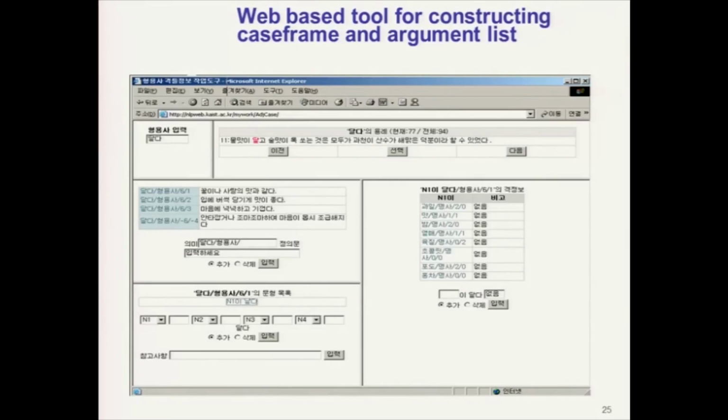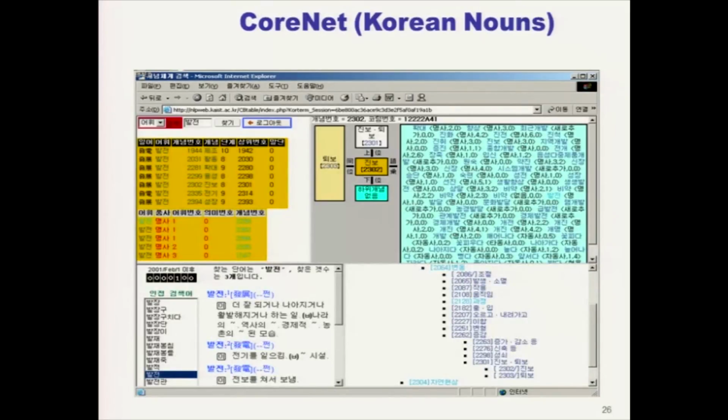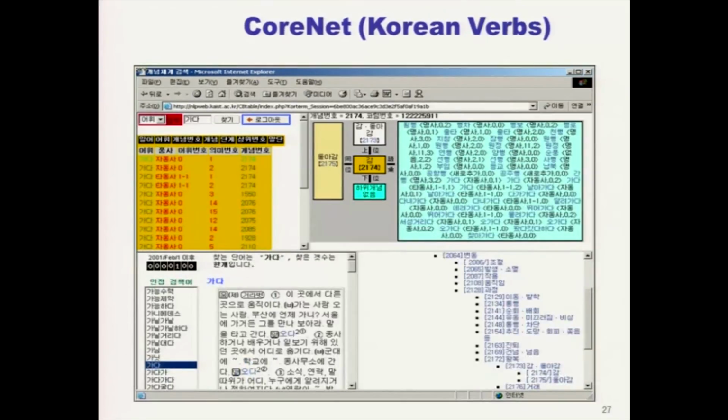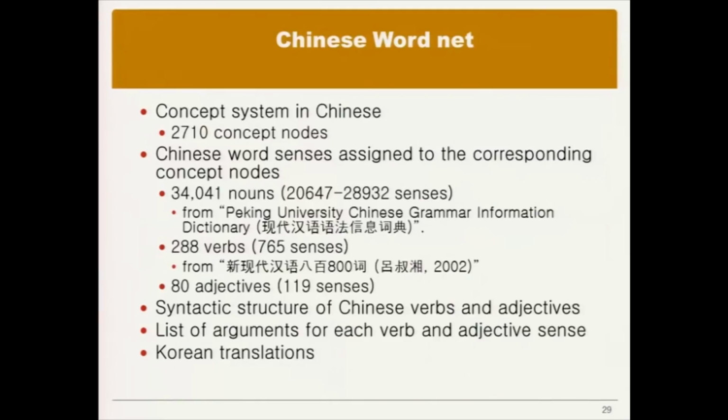This is a web-based system. Also, this is a Korean noun system, a Korean verb system, and so on, a Korean adjective system. In the case of Chinese WordNet, we referenced the Peking University Chinese Grammar Information Dictionary. So the number of vocabulary is limited to the vocabulary in this dictionary.